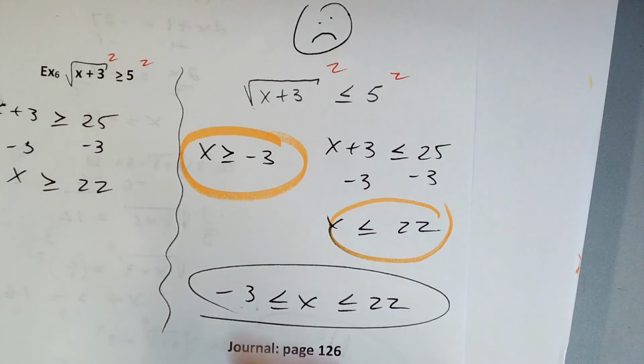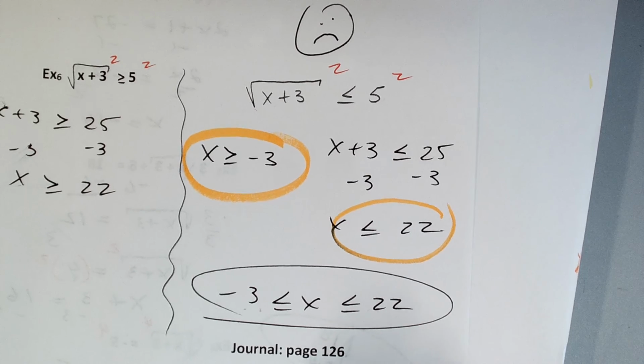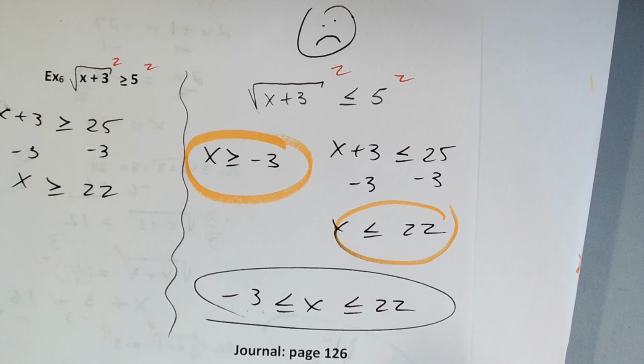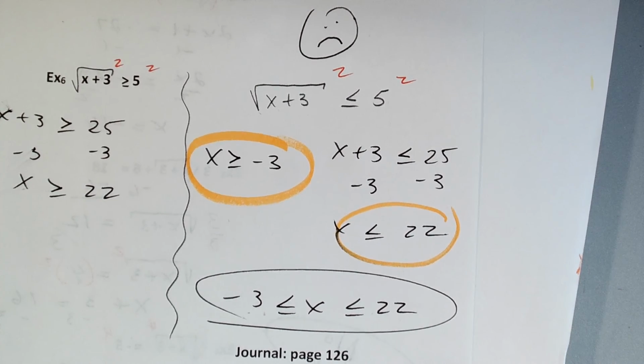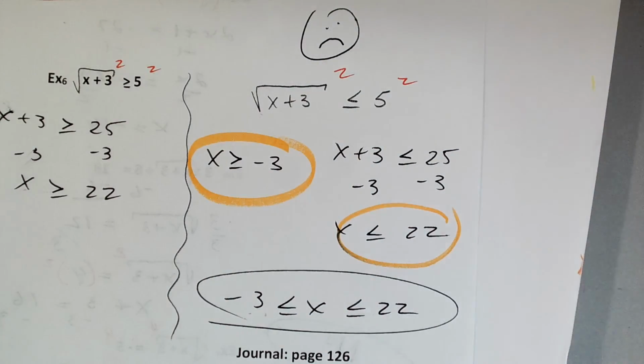So homework, page 125, 1 through 11 odd, and the extra is number 13, okay? All right, let's go ahead and see if we can get some of that done in class, all right?